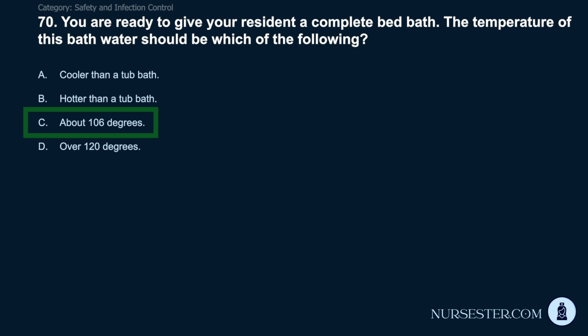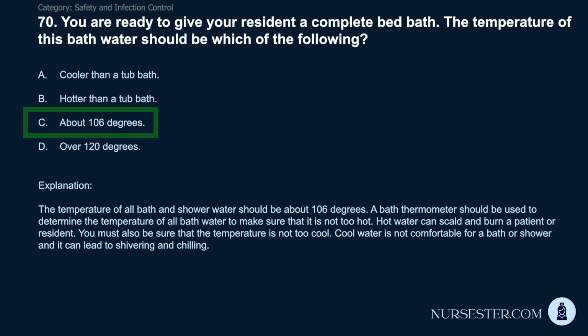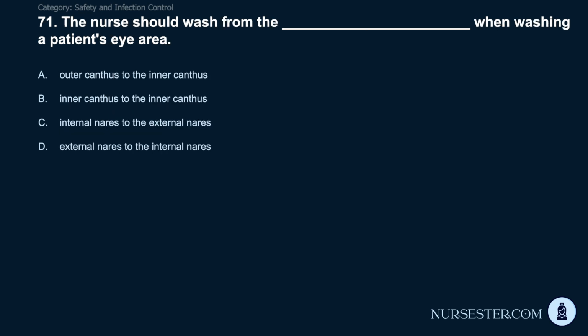Correct answer, C. About 106 degrees. The temperature of all bath and shower water should be about 106 degrees. A bath thermometer should be used to determine the temperature of all bath water to make sure that it is not too hot. Hot water can scald and burn a patient or resident. You must also be sure that the temperature is not too cool. Cool water is not comfortable for a bath or shower, and it can lead to shivering and chilling.